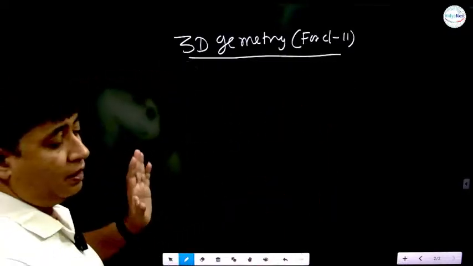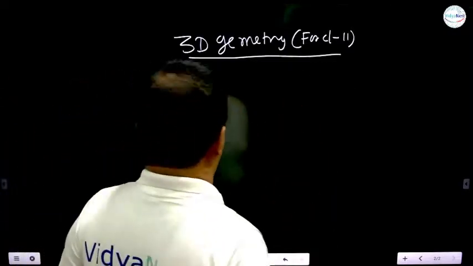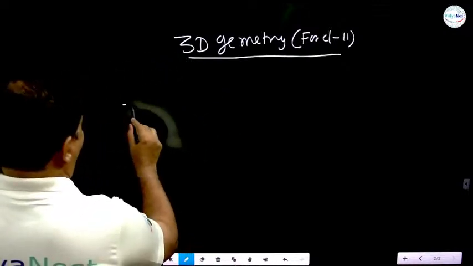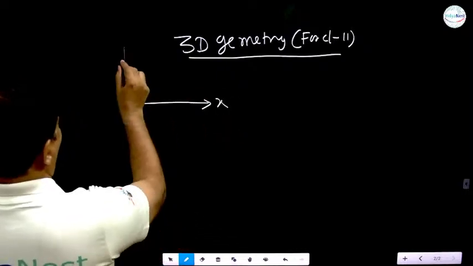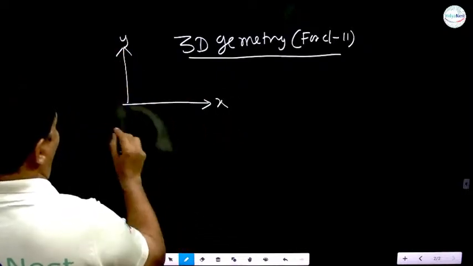You have had the idea of two-dimensional geometry. Suppose there is a straight line, the x-axis. It is two-dimensional, x and y.